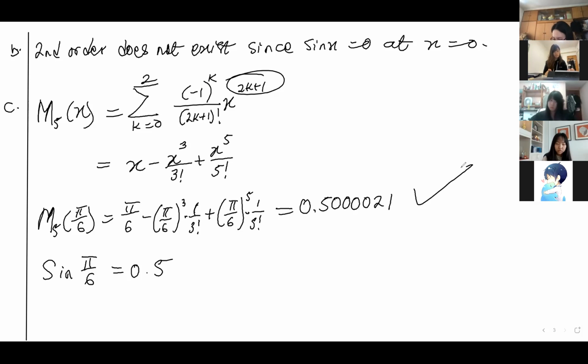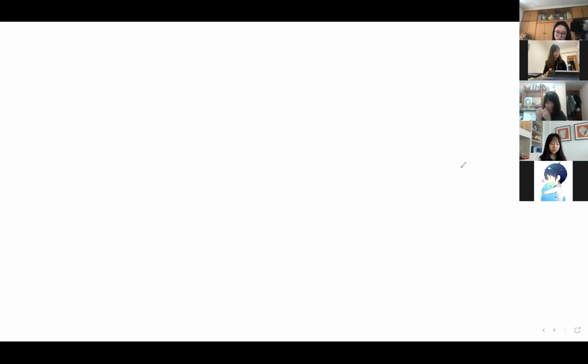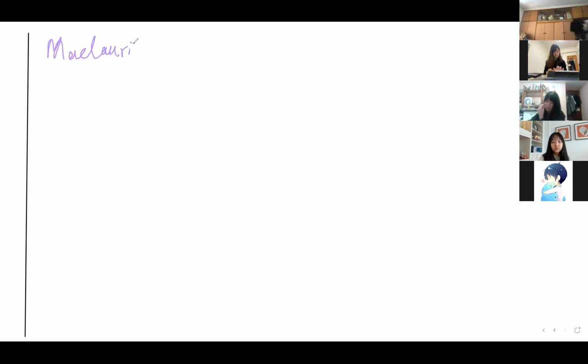Okay, moving on. There are more questions we will try on your own later from the book. I want us to look at the composite functions when it comes to Maclaurin series. This I also explained yesterday, but let's just quickly look into that. Composite functions. Maclaurin series of composite functions.